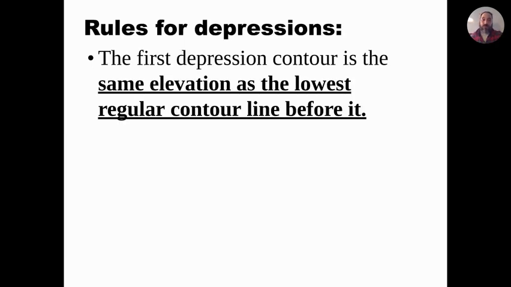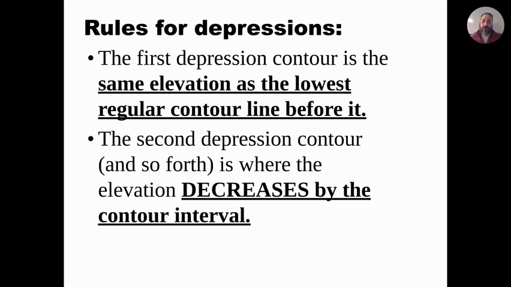All right, so there are some rules with our hachure lines. The first is that the first depression contour, the first hachure line, is going to be the same elevation as the lowest regular contour line before it. Said a little more simply, those are going to repeat. So you're going to have a contour line with one value, and then the next hachure line is going to be of equal value to that last contour line.